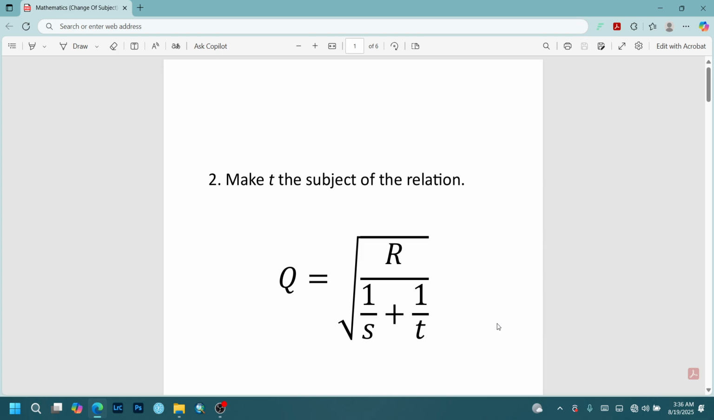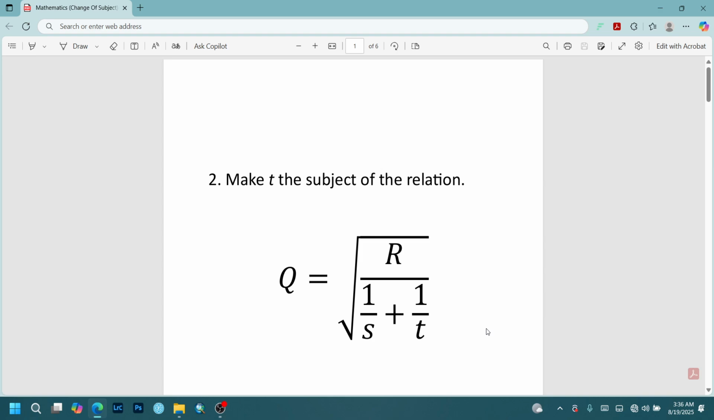In today's series 2, we would be solving a very engaging question in mathematics, change of subject, right? So let's quickly delve into the series, right? So our question for the day is make T the subject of the relation, right?